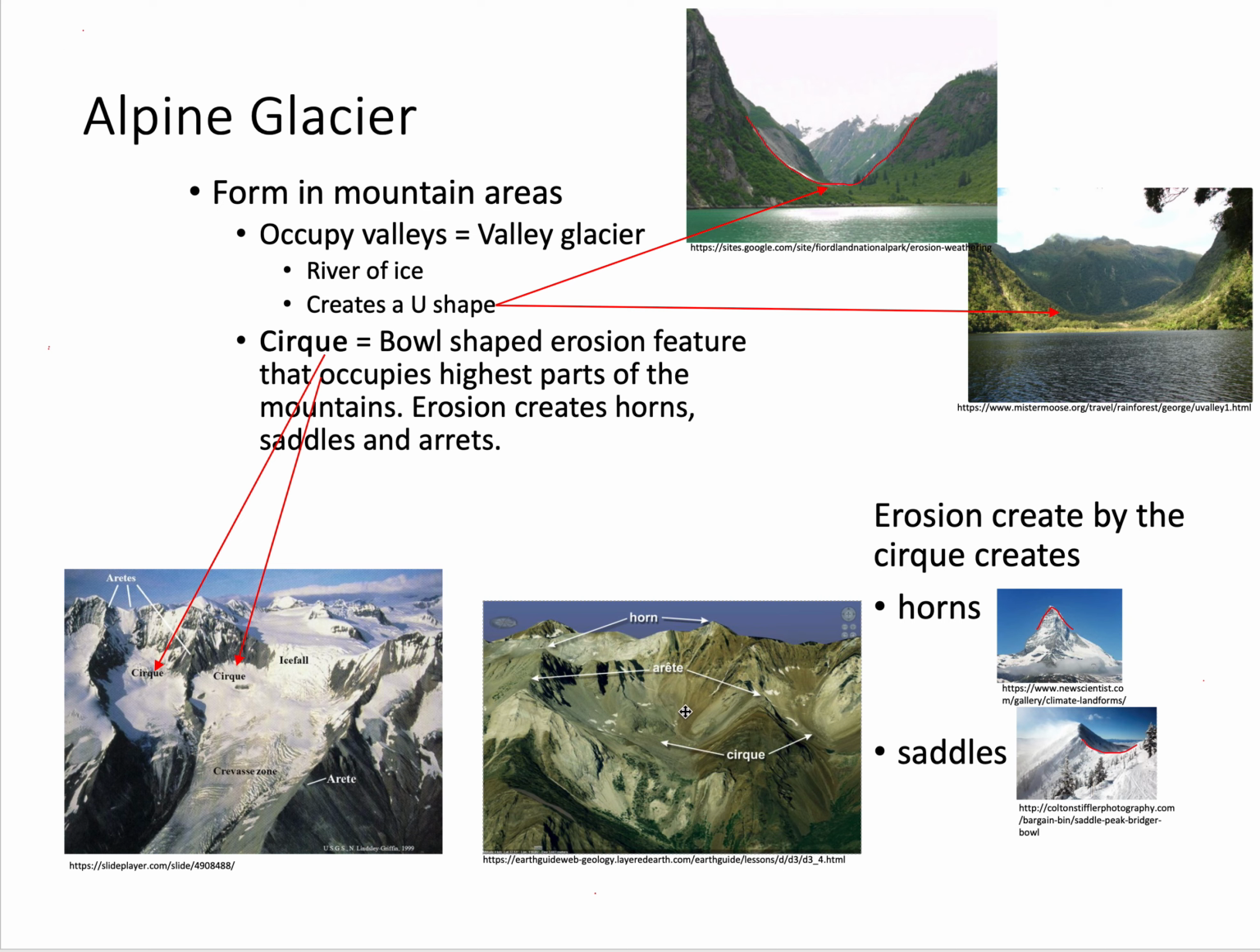And then coming down, as this cirque is flowing down towards the valley, it leaves behind an arête, which are these linear features between cirques. So I have a cirque here and a cirque here, and then between those two cirques is an arête.